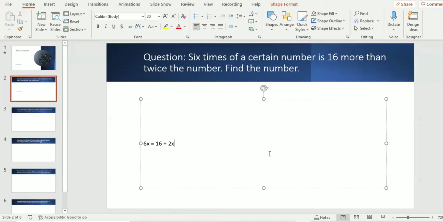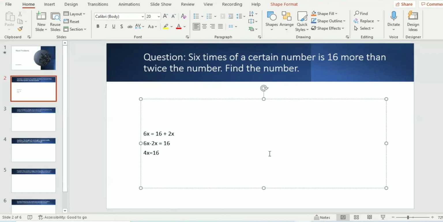Now, in order to solve it, we will take the unknown entities to one side and the others to the other side. Here x is unknown, so we take 2x to the left hand side and it becomes negative. So we have 6x minus 2x, and now it is equivalent to 16. As we know, 6x minus 2x is equal to 4x. So we have 4x equals 16.